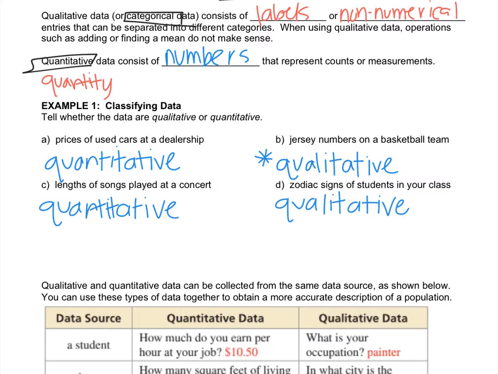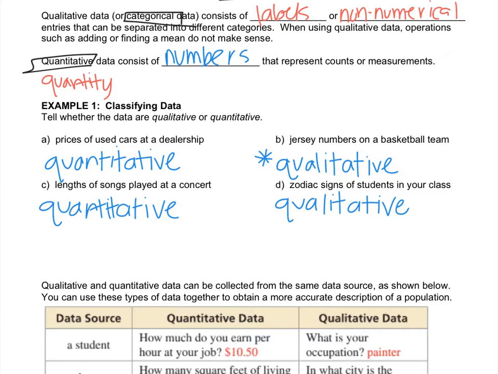Now let's go back to B, because my guess is that some of you put quantitative because of the phrase numbers. But even though jersey numbers are numerical, they're kind of like the labels that people put on the shirt. It doesn't make sense to compare them, and you can't really measure jersey numbers. Like you wouldn't say, what's the average jersey number on the Patriots, right? Like, who would do that? So it doesn't make sense to do those numerical calculations with the jersey numbers. So even though it represents a number, it's more like the label on their shirt.